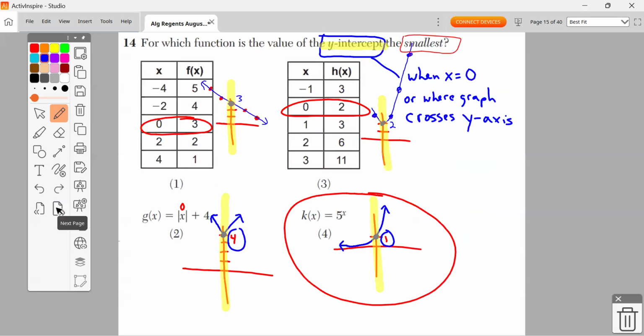In question number 14, for which functions is the value of the y-intercept the smallest? The y-intercept is where the graph crosses the y-axis. I highlighted the y-axis in each of these pictures because I think it's a good strategy to graph them. If you graph them, you can see that the y-intercept is at 0, 3, at 0, 2, at 0, 1, and at 0, 4. So which one is the smallest? Well, 1 is the smallest.